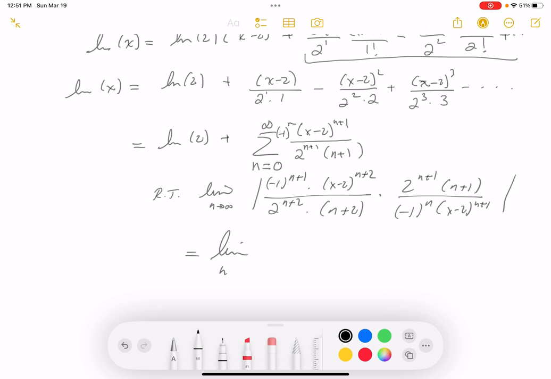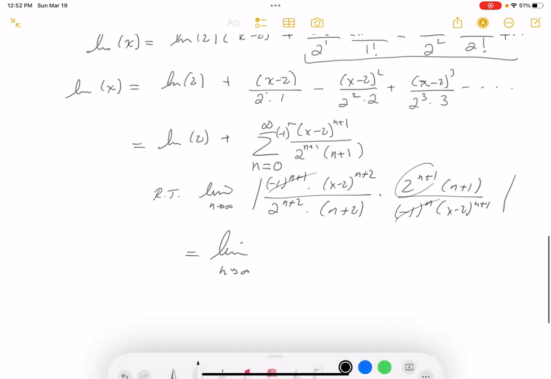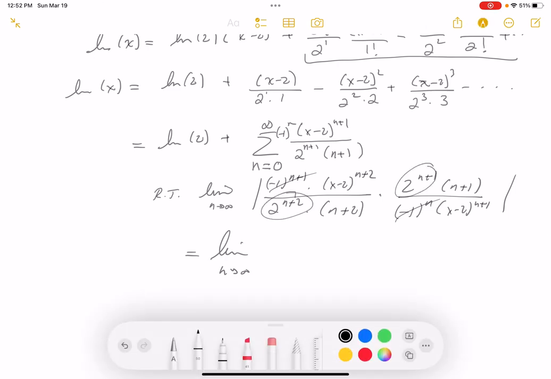Limit n goes to infinity. These things I'm not paying much attention to because in absolute value, there's just one. This, I'm going to cover this now. And what's that going to be? That's going to be 2 on the bottom. I'll do this next. And that would just be x minus 2, the absolute value of it. And then I got this over here, which is (n+1) over (n+2).